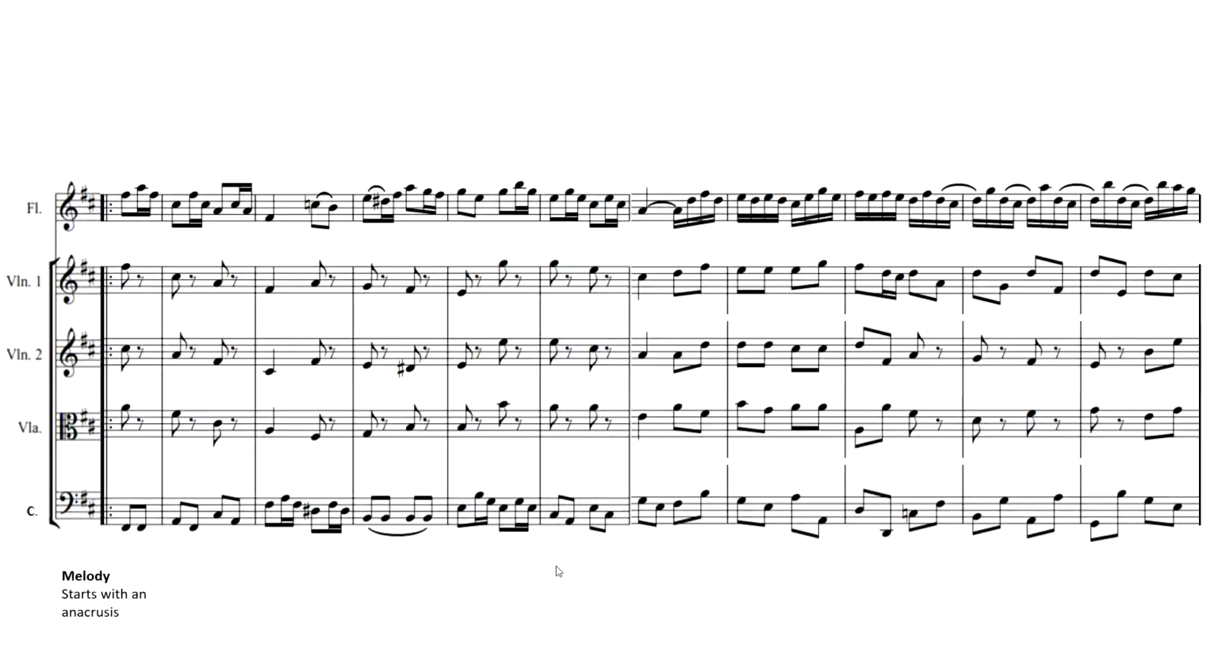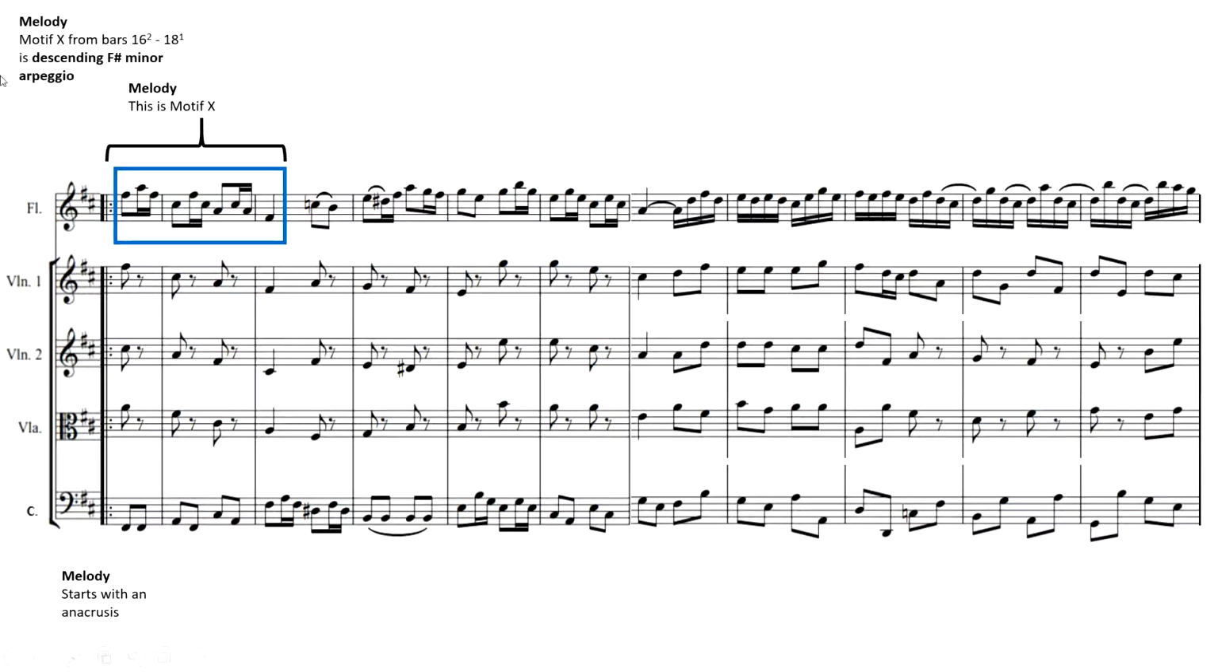This section, section B, starts with an anacrusis, just like section A. So it starts with that upbeat, and that's a really important feature to note, that the melody is beginning with an anacrusis. The first motif that we come across is motif X, and as we've just analysed, it is a descending arpeggio. However, in this case, it is a descending F-sharp minor arpeggio, because we are in a new key now.